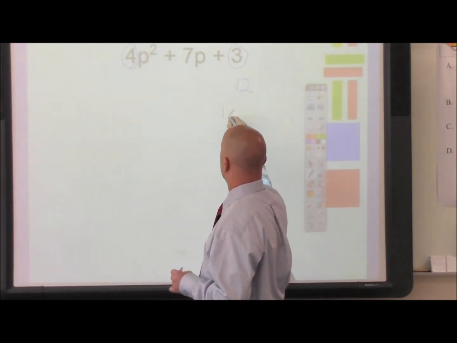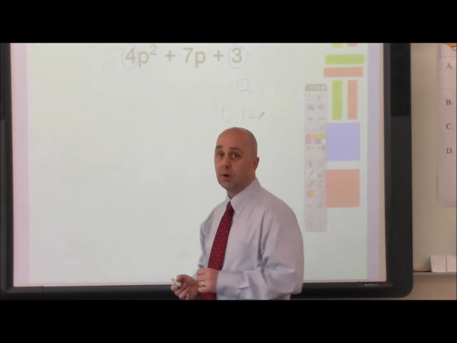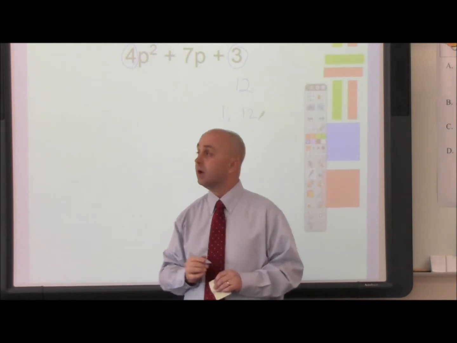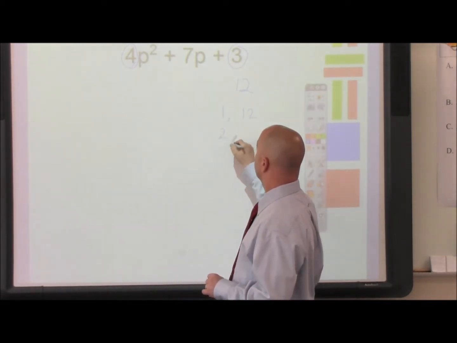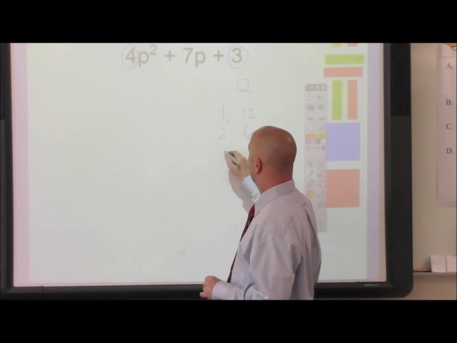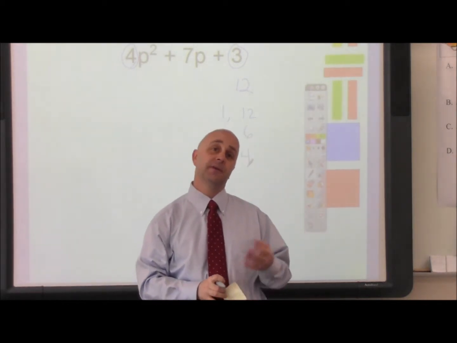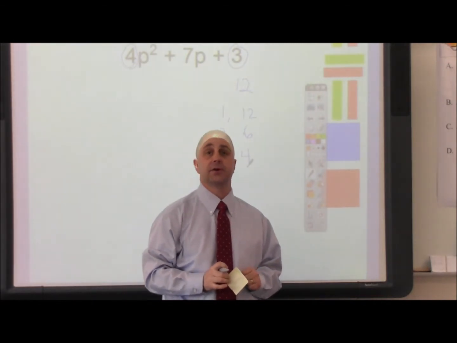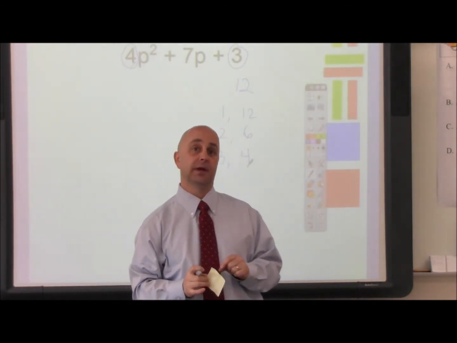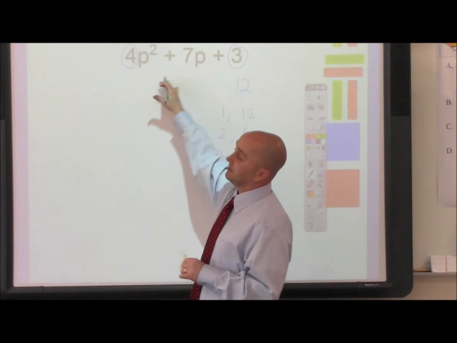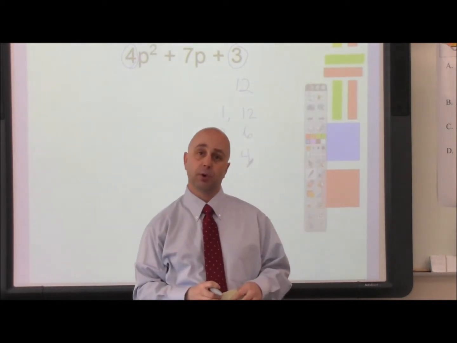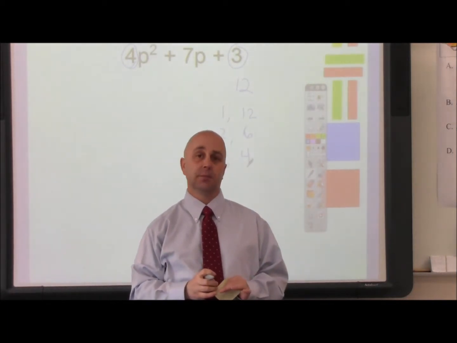One pair of factors would be 1 and 12. Another one would be 2 and 6. Another one would be 3 and 4. So we list all the factors of 12. Now in this particular example, all the factors are going to be positive, because the only way to make everything up here positive is to have all the numbers be positive. So we don't need to worry about negatives in this example.